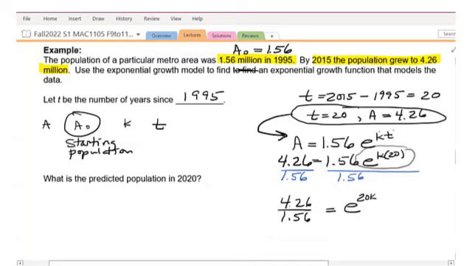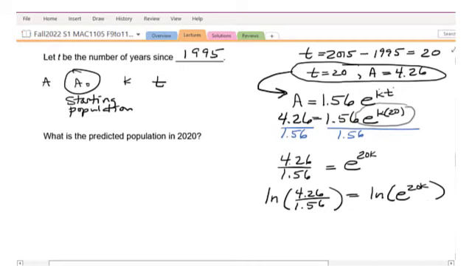And then as Brian said, we can take the natural log of both sides. So the natural log of 4.26 over 1.56 equals the natural log of e to the 20k. Now, why do we do that? Why is it helpful when you have an exponential equation to take the natural log of both sides?